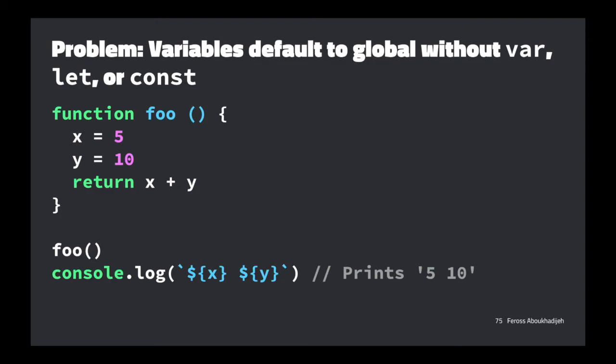Another thing that happens, again, was a decision made to make the language easier for beginners. It turns out to be a mistake. If you forget to include a declaration before you define a variable, so you forget let or const, then it'll make x and y global variables. So if you call foo here, then this function runs, and when foo is finished, x and y still exist because they're globals, and so this will actually print out 5 and 10. Okay, so that's just bad.